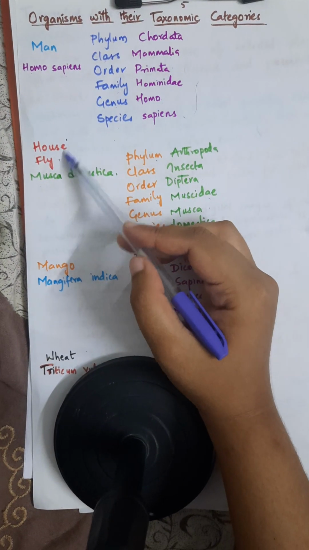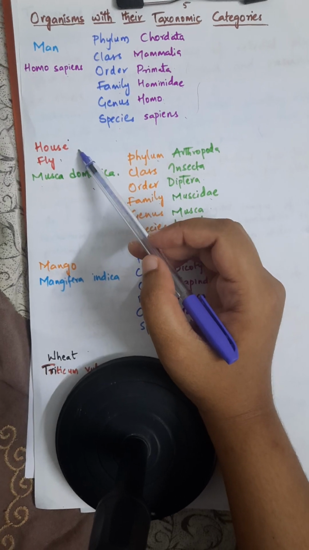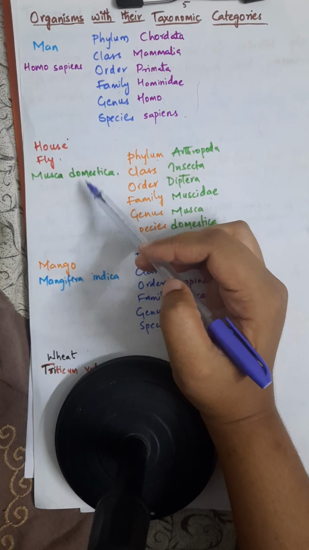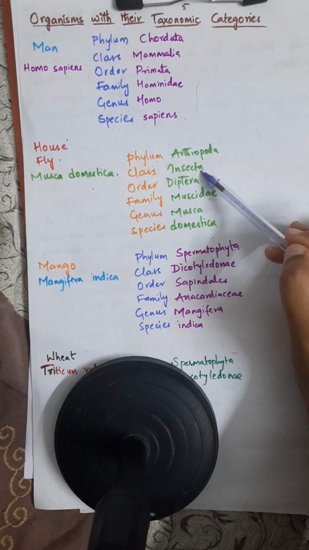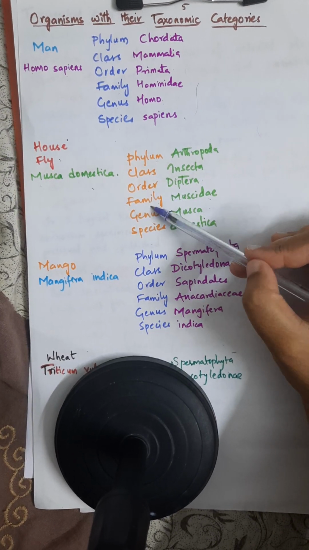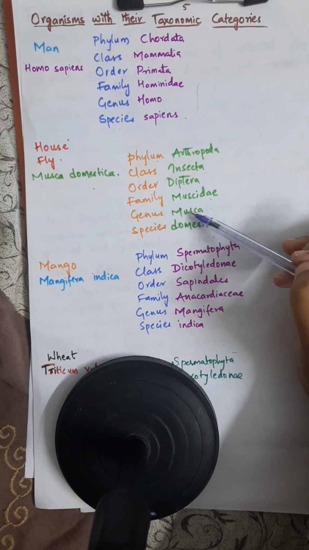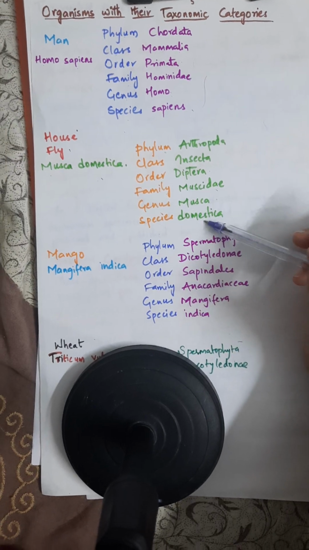Okay, coming to the housefly. The scientific name of housefly is Musca domestica. Coming to the classification: phylum Arthropoda, class Insecta, order Diptera, family Muscidae, genus Musca, and species is domestica.